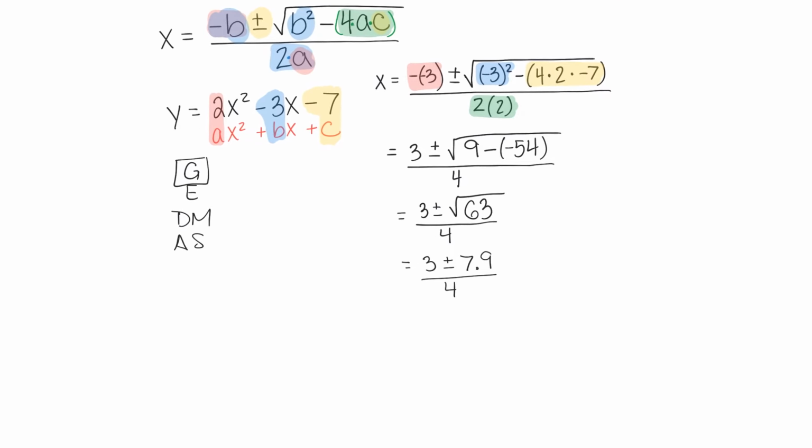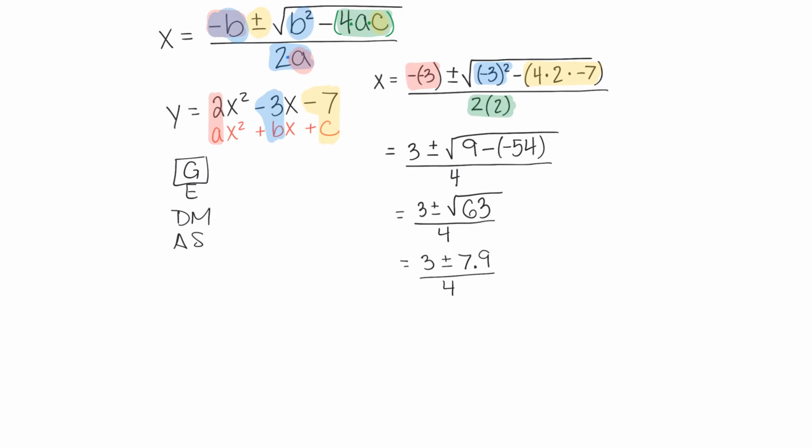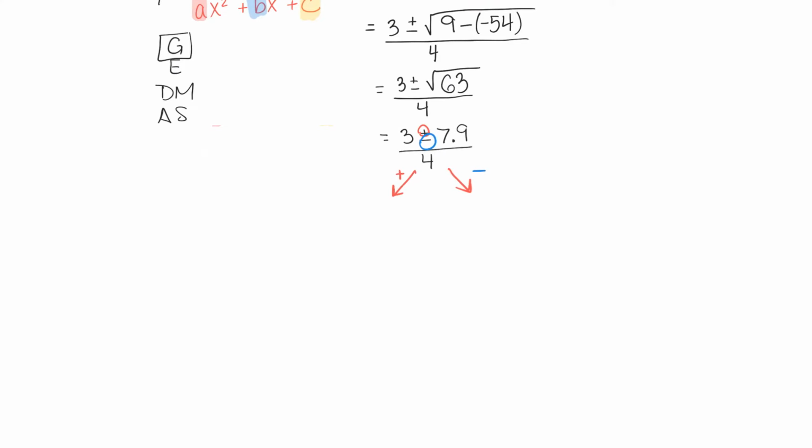All right, so our final step, see, there's nothing else to do. Now I can do my adding and subtracting because I've dealt with my groups, I've done all my multiplication, I dealt with the exponents. So we are going to now split this into 2. One of them is going to be the addition, and the other one is going to be subtraction. So what that looks like is 3 plus 7.9 divided by 4, and 3 minus 7.9 divided by 4.